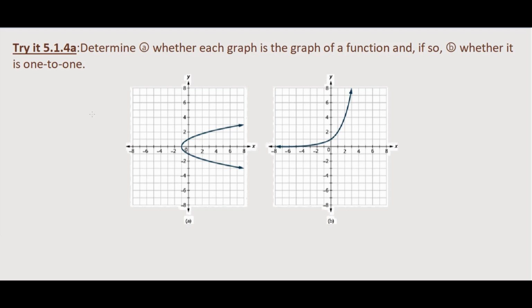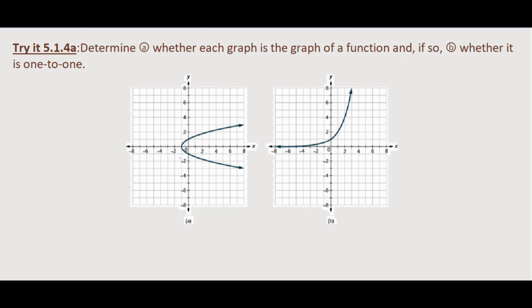So with this problem, we're given two graphs. We're asked to determine with each one whether each graph is the graph of a function, and if so, whether it is one-to-one. So essentially, we're just going visually to determine if it's a function or if it's one-to-one. And how we do that, if you'll remember, is for a function, the vertical line test, and if it's one-to-one, the horizontal line test.